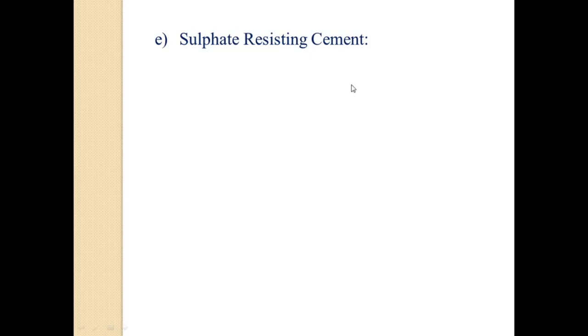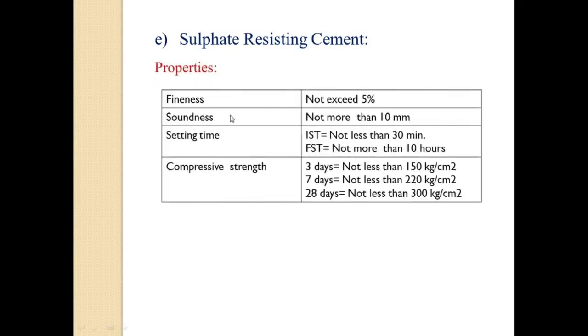It should satisfy all requirements according to IS. So what are the properties of this cement? Let us see. The fineness of this cement should not exceed 5%. Then soundness, it should not be more than 10 mm. Setting time: initial setting time should not be less than 30 minutes, final setting time not more than 10 hours, that is 600 minutes. Then compressive strength: after 3 days it should not be less than 150 kg per centimeter square, after 7 days not less than 220 kg per centimeter square, and after 28 days not less than 300 kg per centimeter square.